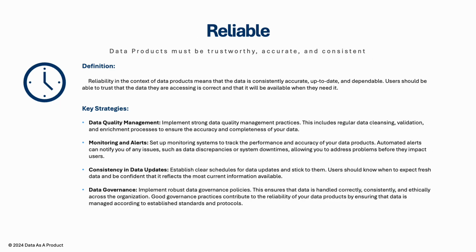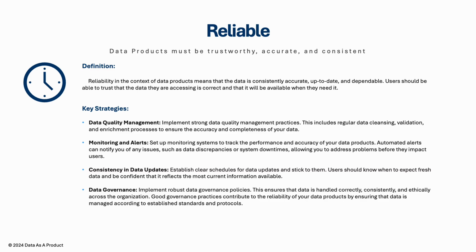Now let's discuss the third core value of data product management, reliability. Reliability in the context of data products means that the data is consistently accurate, up to date, and dependable. Users should be able to trust that the data they are accessing is correct and that it will be available when they need it. Imagine relying on a report to make a critical business decision, only to find out later that the data was outdated, not refreshed, or inaccurate.